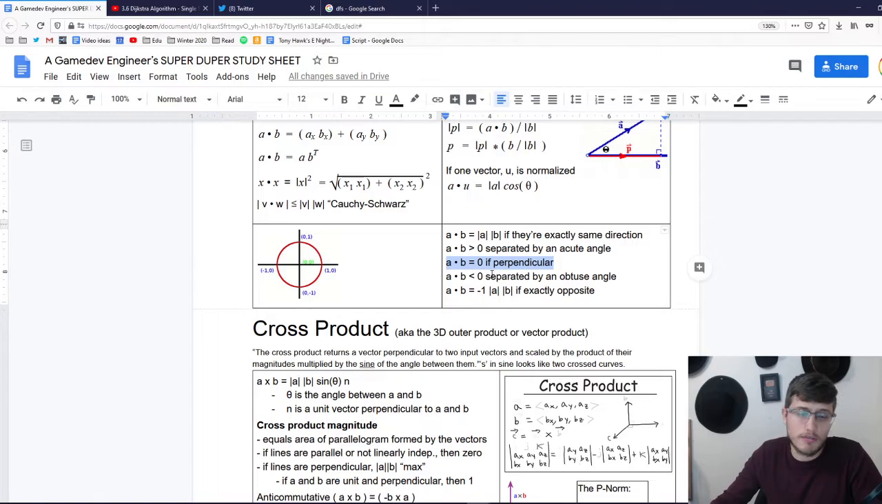The biggest one to remember is, of course, the dot product is going to be 0 if they're perpendicular, and by virtue of that, it's going to be less than 0 if it's an obtuse angle, and it's going to be greater than 0 if it's an acute angle.